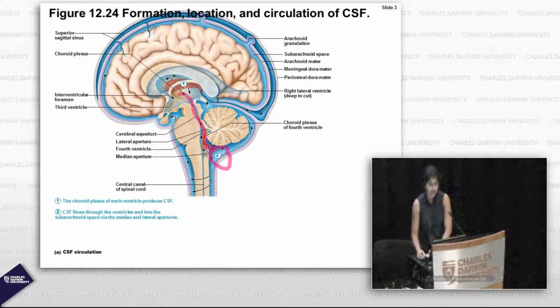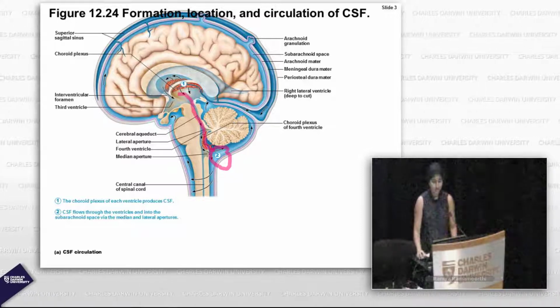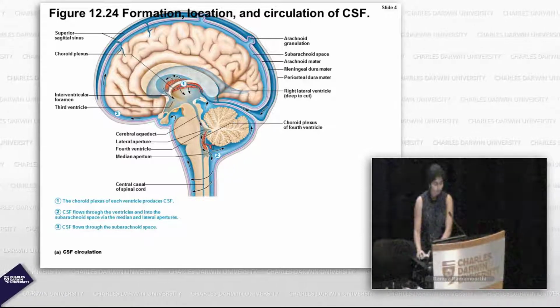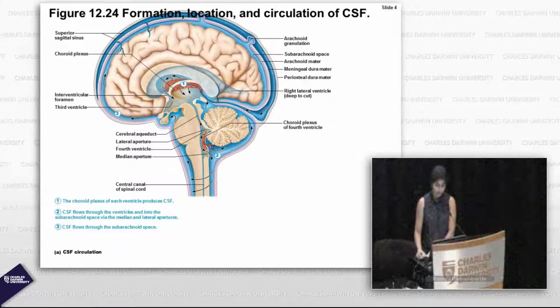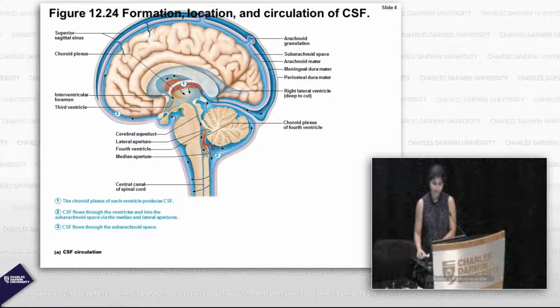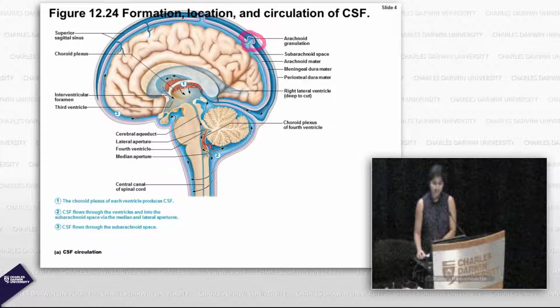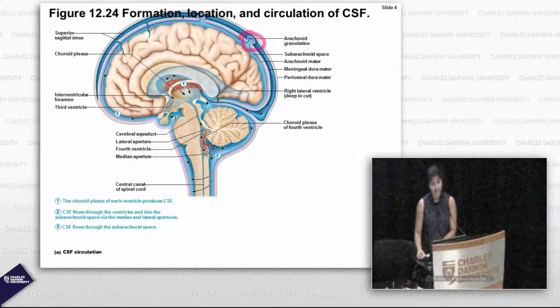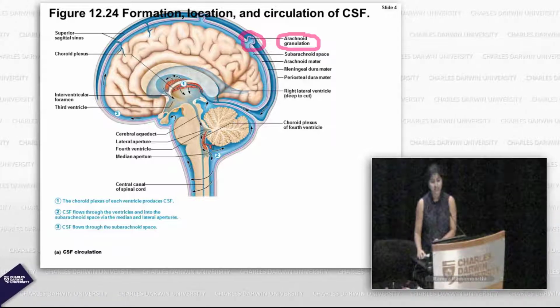And then from the subarachnoid space, the CSF flows into the dural venous sinuses, all these regions. And when it comes to the dural venous sinuses, there is an arachnoid granulation present in your arachnoid region. Through that it also enters into the dura mater region. Okay.